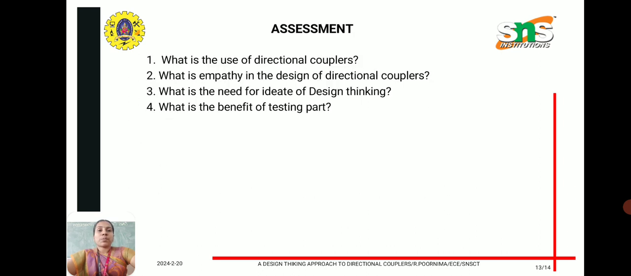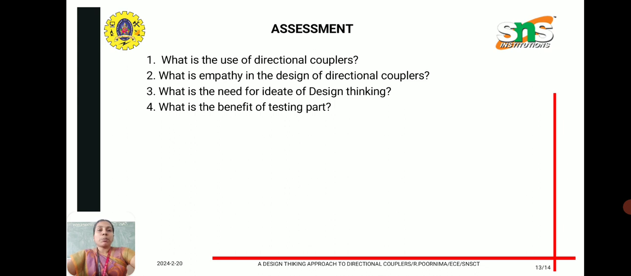So we can have a small assessment. What is the use of directional couplers, and what is the empathy in the design of directional couplers? Directional couplers are used for power measurements and also signal detection, coherent detection in the receivers. They are used to couple a small portion of the signal from the main transmission line to the auxiliary line.